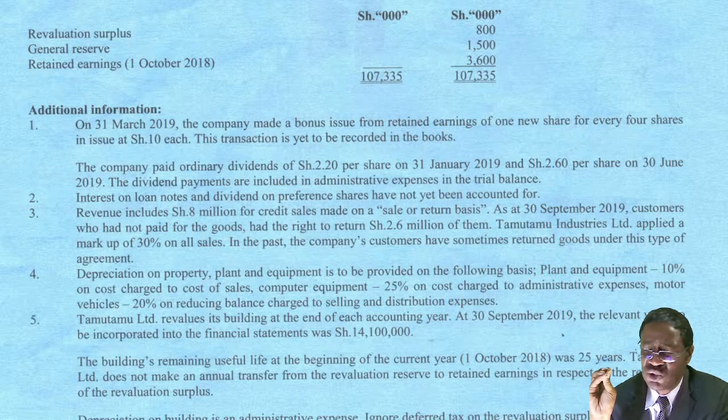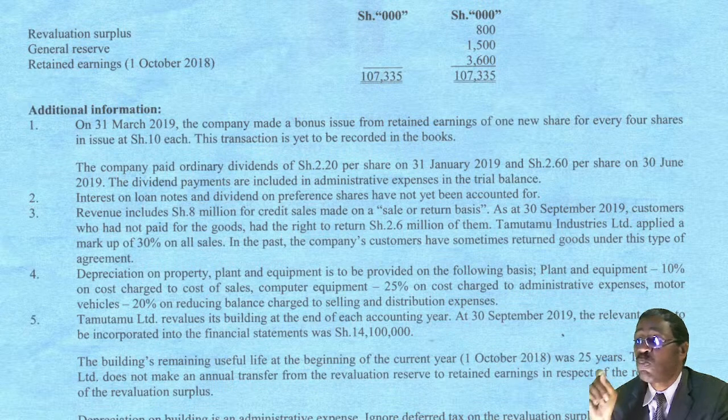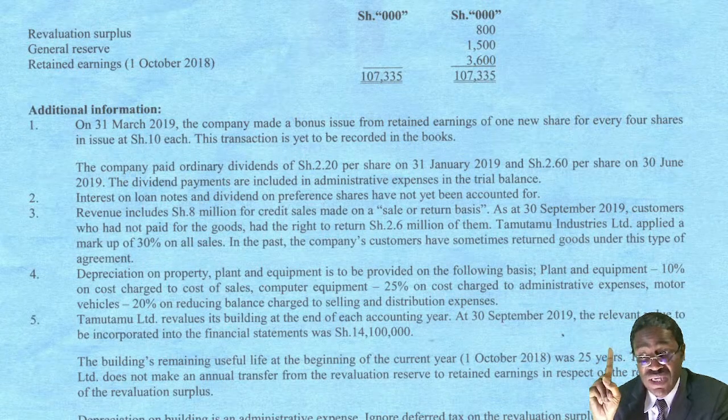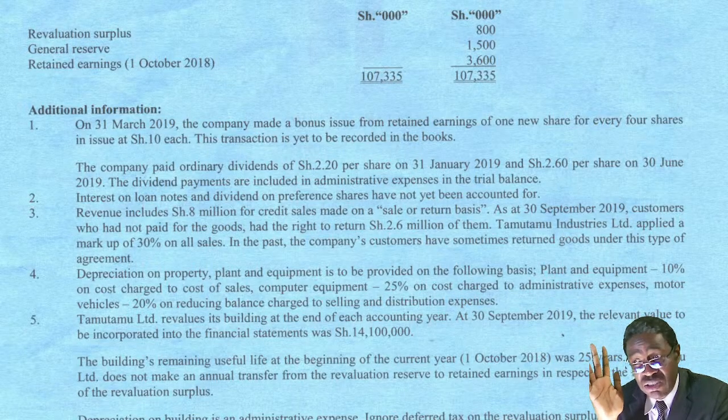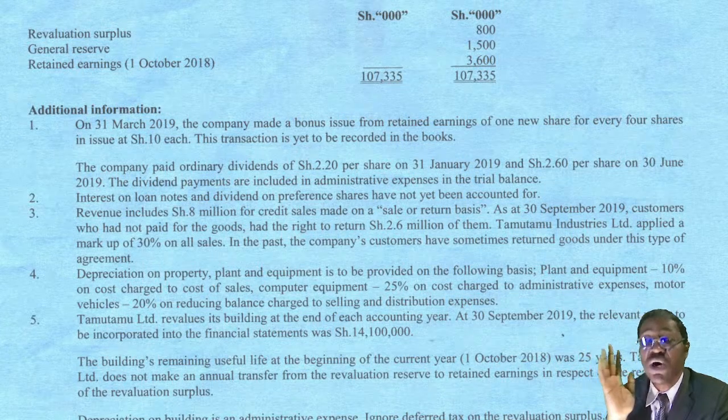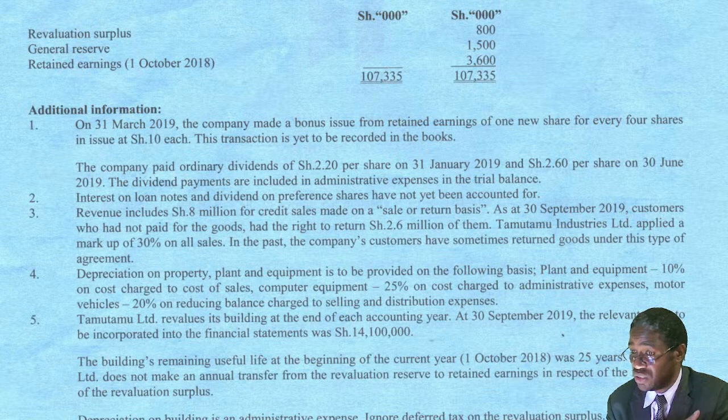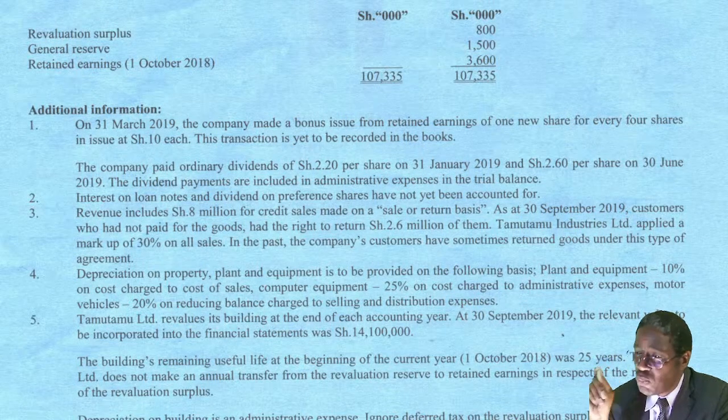The first paragraph talks about bonus being issued on 31st of March 2019. So the dividend of 2.2 was paid before the bonus shares were issued. So it means that dividend is being paid on the old shares before the bonus. Then it goes on to say, and shillings 2.6 per share on 30th of June 2019.